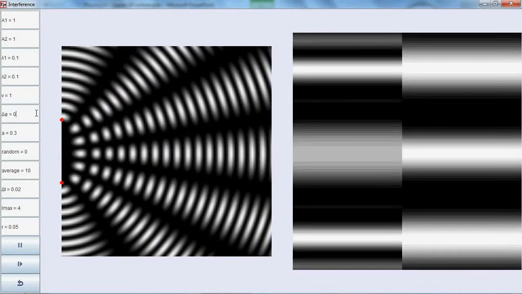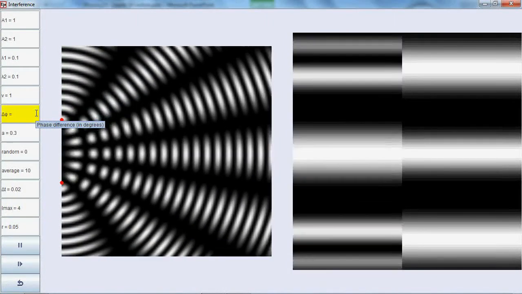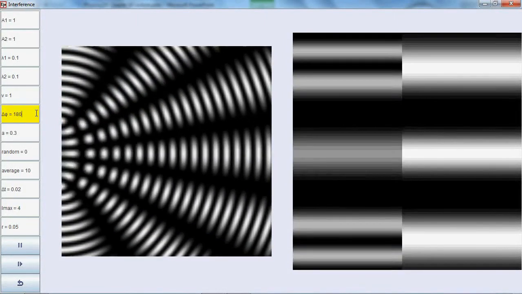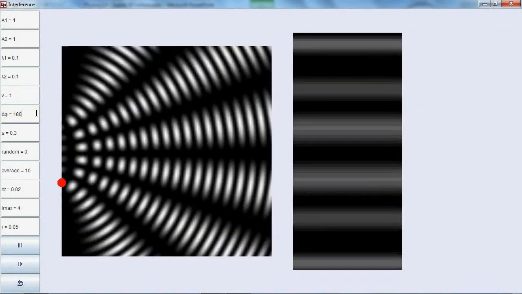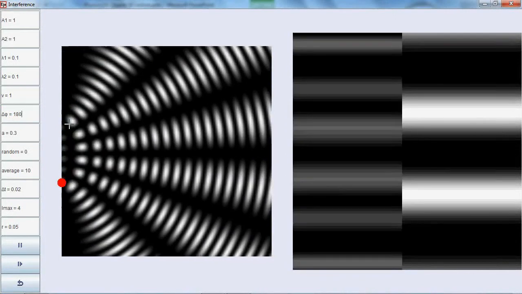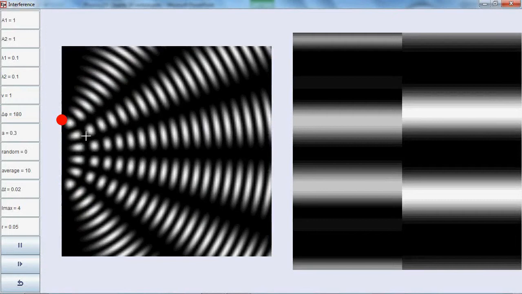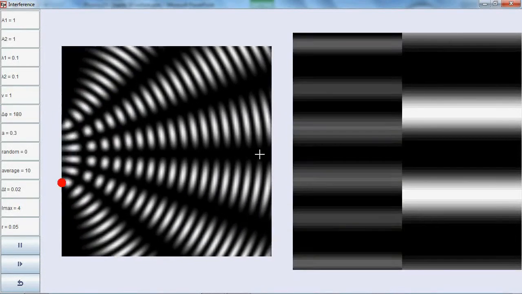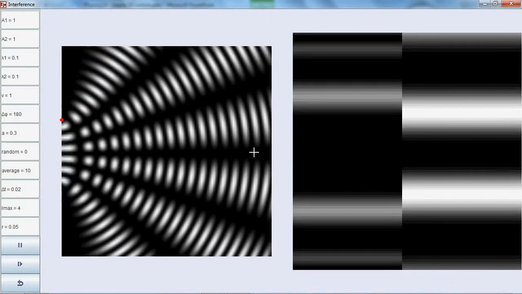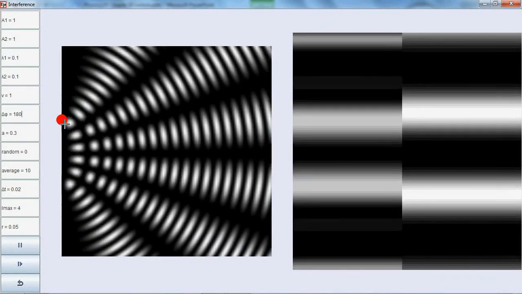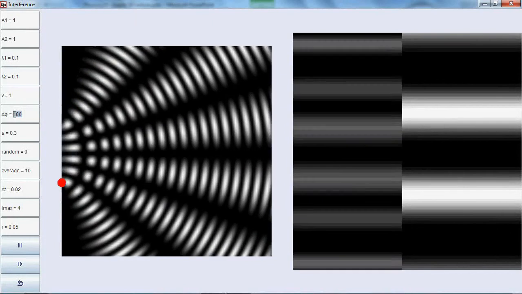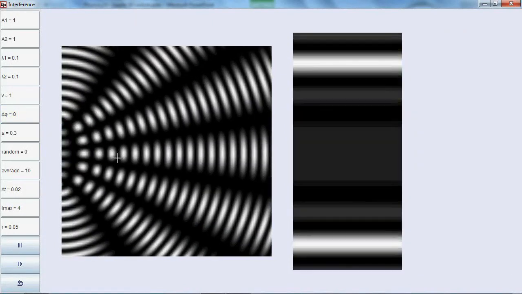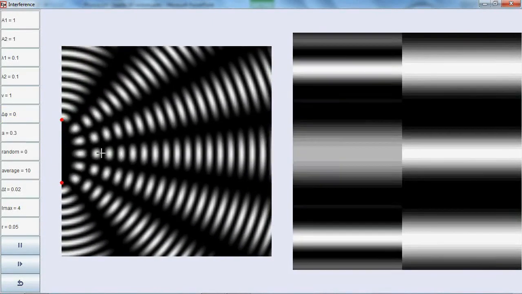Another interesting thing is what happens if we take the waves out of sync 180 degrees. Notice that it's just replaced our destructive interference with constructive interference. It's just shifted. So watch this center line. It'll help you to be able to see when I switch it back. Right now this center line is destructive interference, and now it's constructive interference.